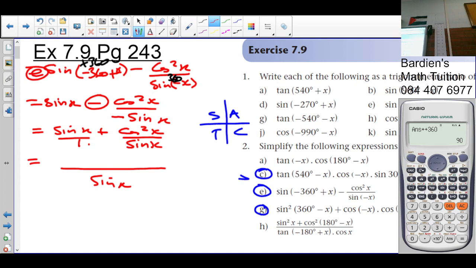So that denominator must multiply by sine x. So it's going to be sine squared x plus cos squared x, because that must multiply by 1. So what is sine squared x plus cos squared x? 1, over sine x.